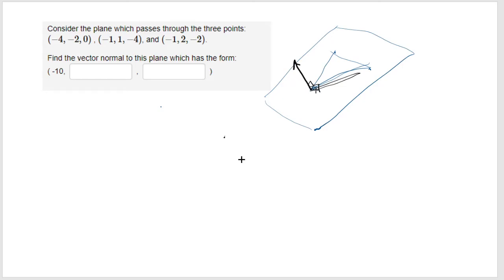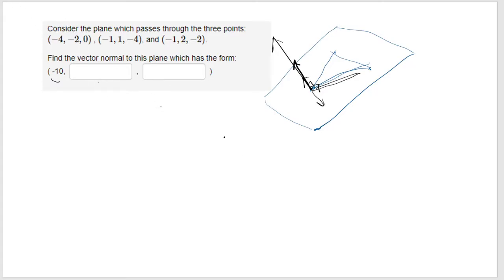Okay. And it's asking us to find the perpendicular vector in this form, as something with -10. The reason they give you one coordinate is because there are many different perpendicular normal vectors. There's a short one and there's a long one. There's even something going the opposite direction. So unless you're given one coordinate, it's impossible to come up with a unique answer.